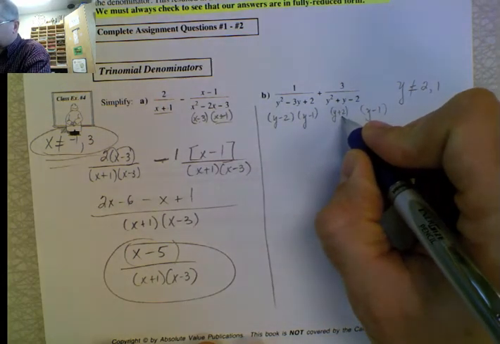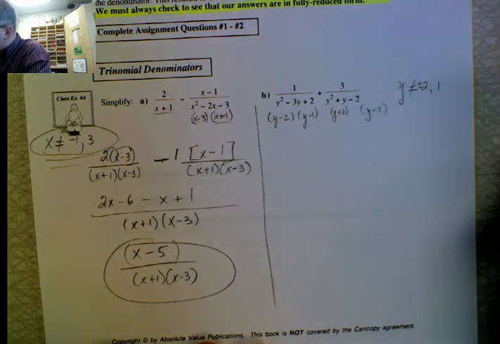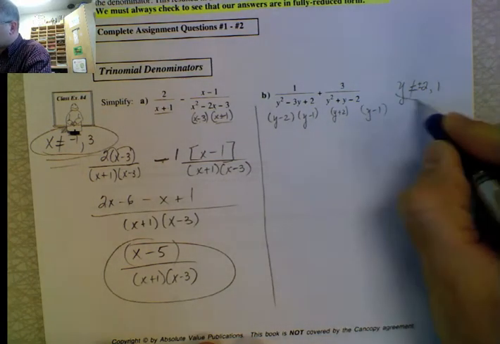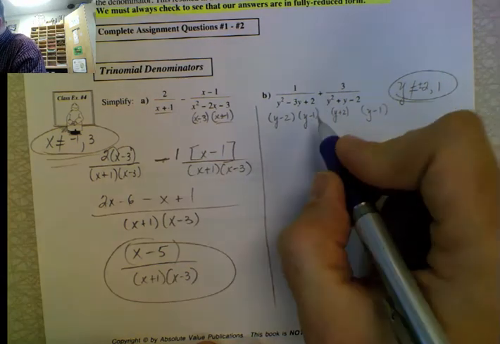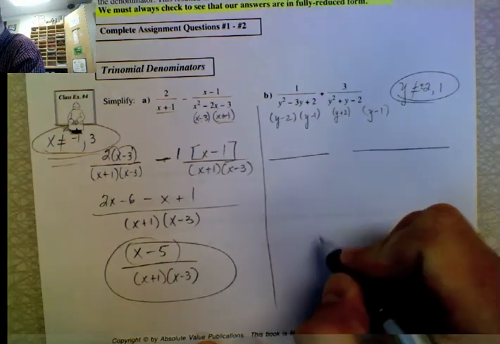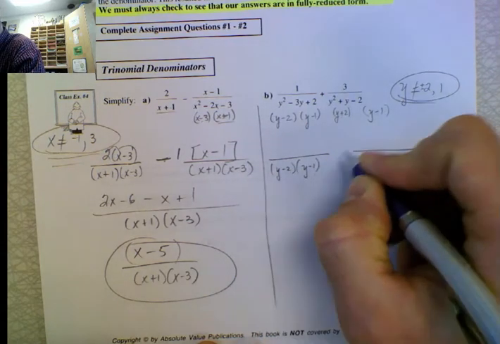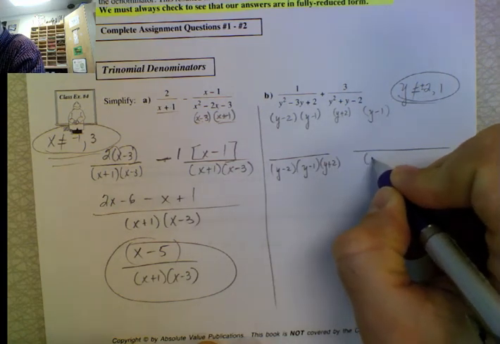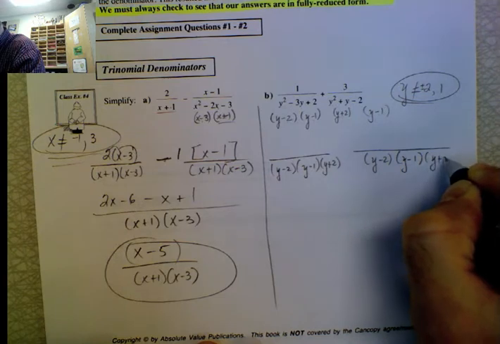And this second case, y plus 2, means y can't be plus or minus 2. And we've already used y minus 1. So there's our restrictions for this particular question. Now we need to come up with our common denominator. So we have y minus 2, y minus 1, and if I look at the second denominator, I also have a y plus 2. So y minus 2, y minus 1, and y plus 2.